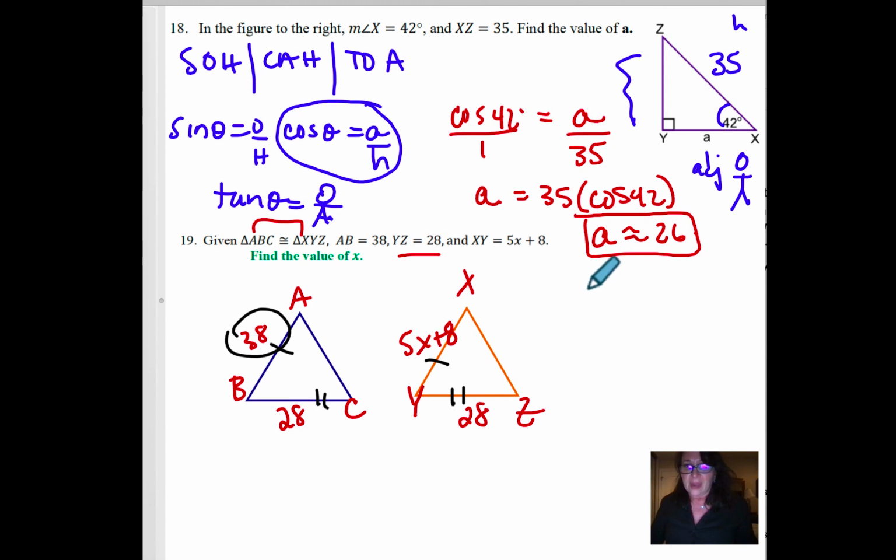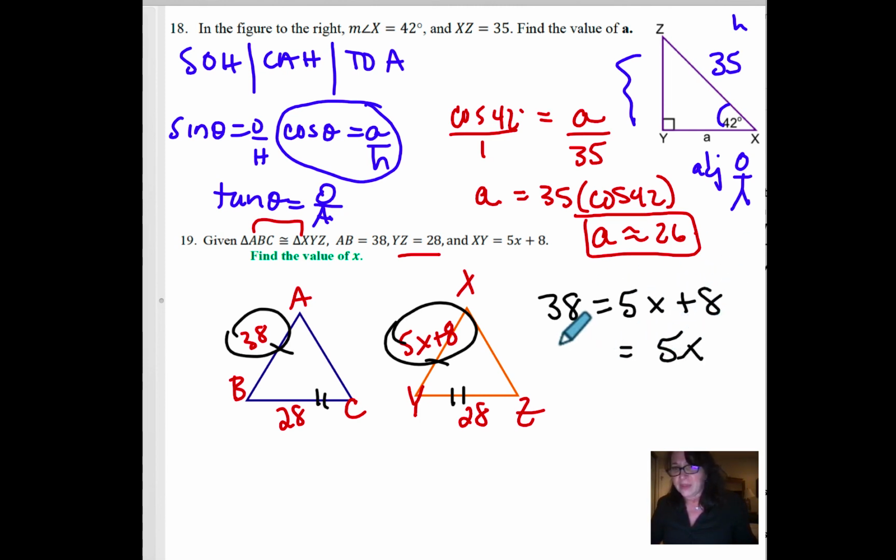So I can set 38 equal to the side that's congruent to it. So 38 equals 5x plus 8. I'm going to subtract 8. I get 5x is equal to 30. Divide by 5, I get x equals 6. And so the value of x is 6.